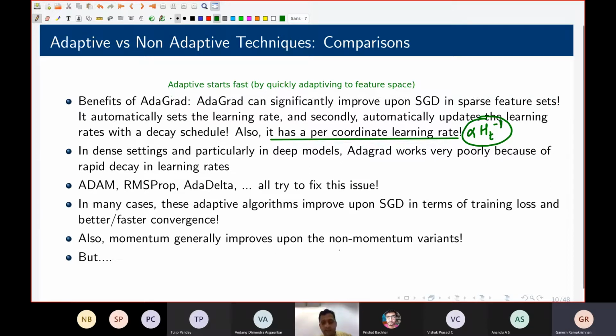Also, momentum generally improves upon the non-momentum variants. So if you're accumulating gradients, and you also start accumulating squared gradients, it helps. That's what we are saying. Second order moments help if you already have first order moments. First order moments are like the gradients, and second order moments are like the squared gradients.